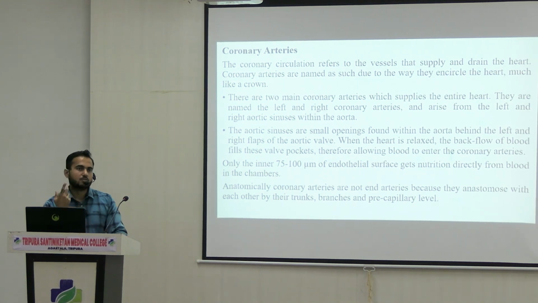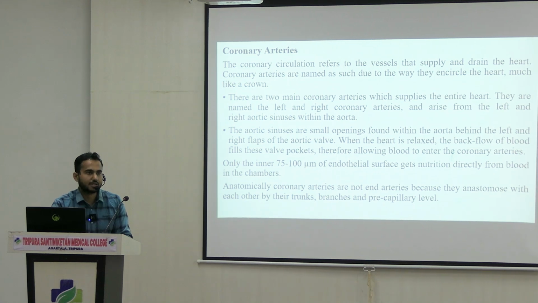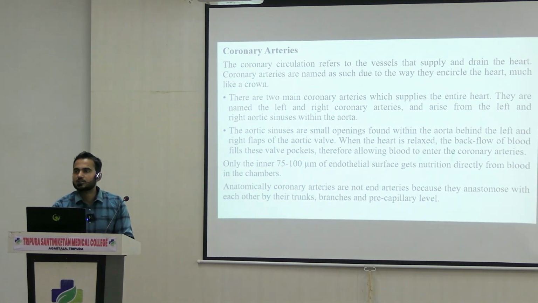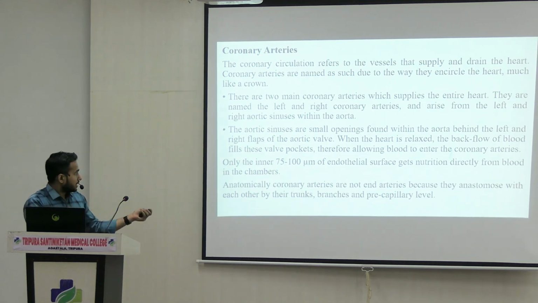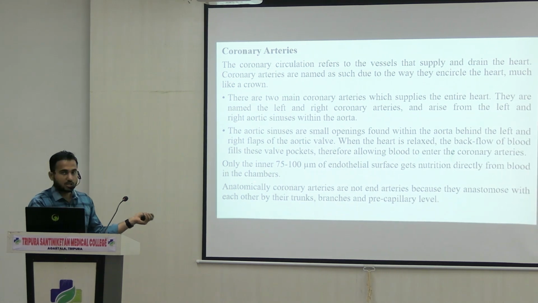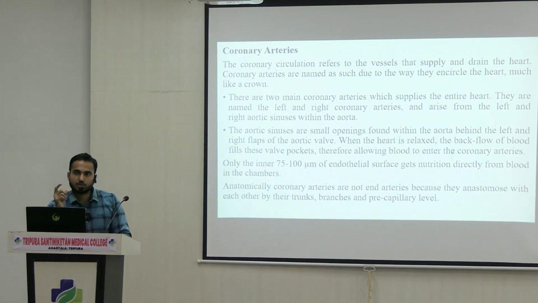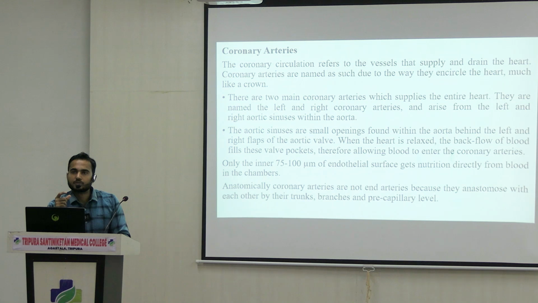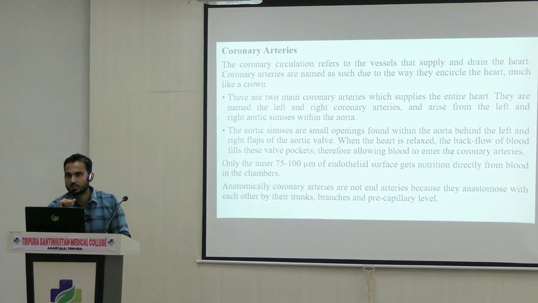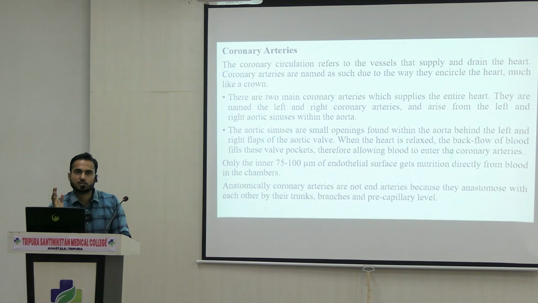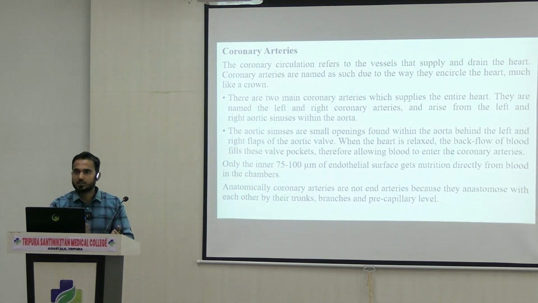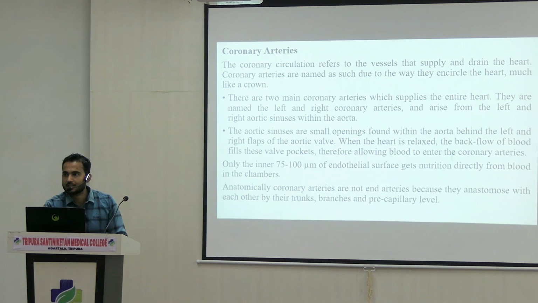Now just now I asked you one question: why are these coronary arteries required, why are they important? Because inside the chambers the blood is present, so why is additional blood supply required for the heart? Because 75 to 100 micrometers of the endothelial surface get nutrition directly from the blood present in the chambers. Up to that thickness, the heart receives nutrition directly from the blood inside the chamber. For the other parts apart from this area, the coronary arteries are required to supply blood. That's why the coronary arteries are required.